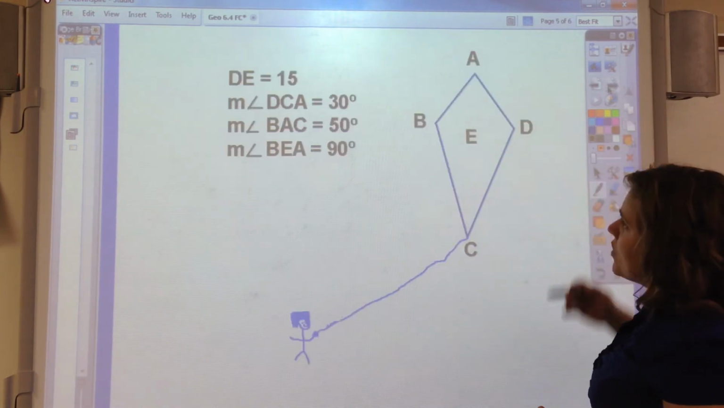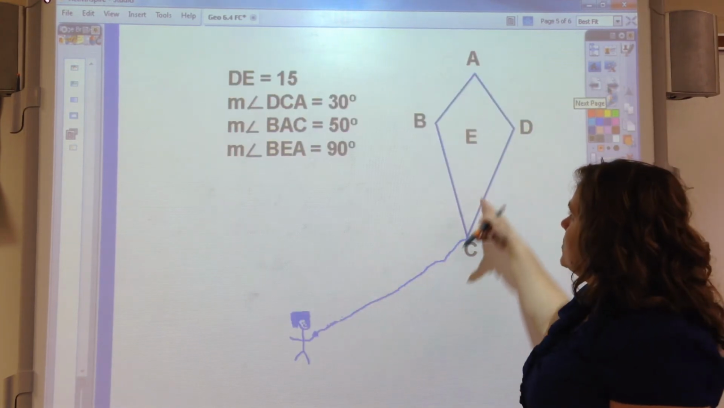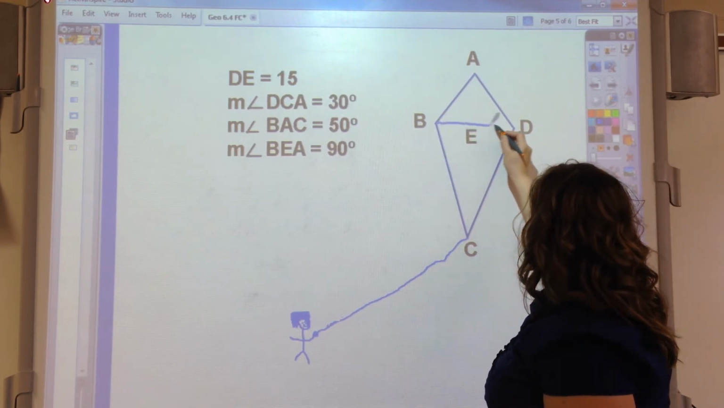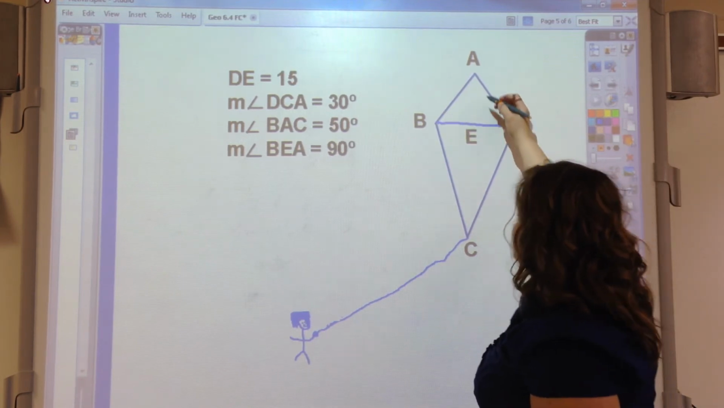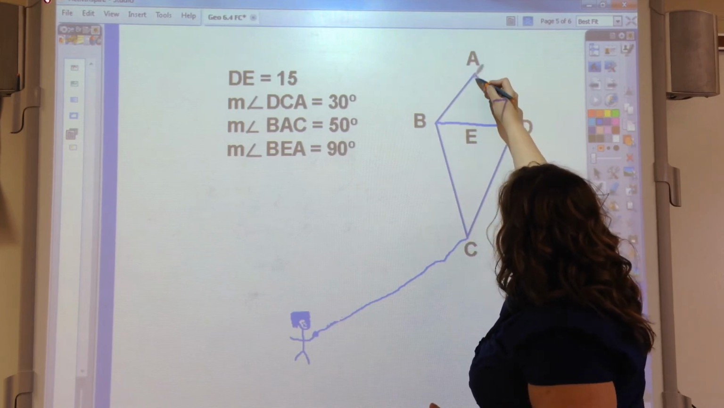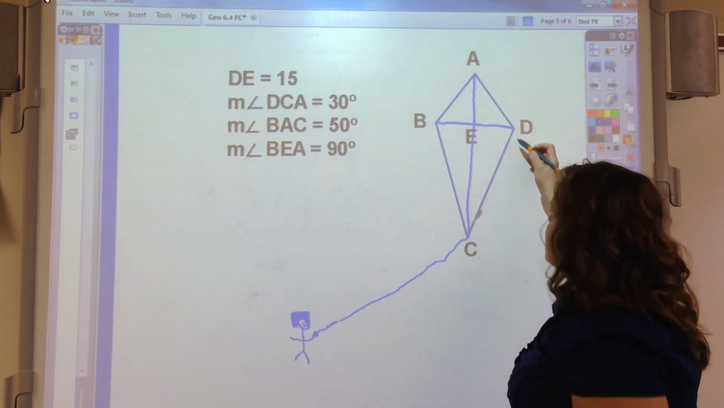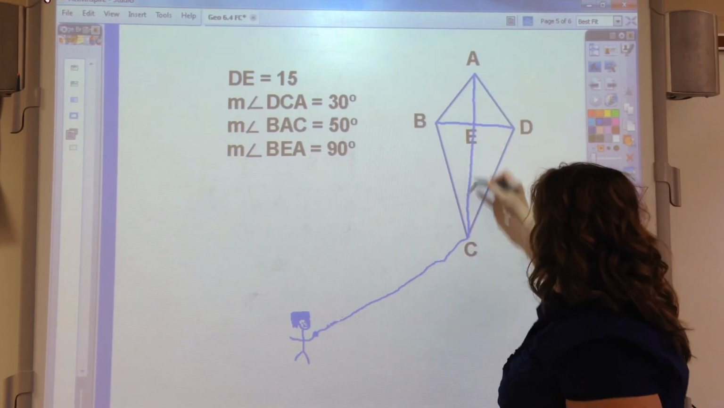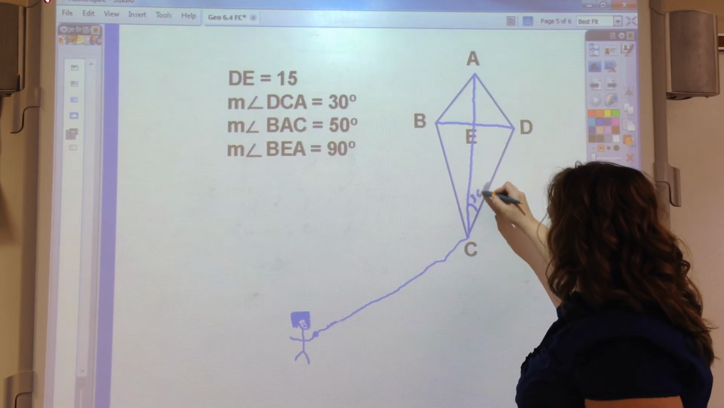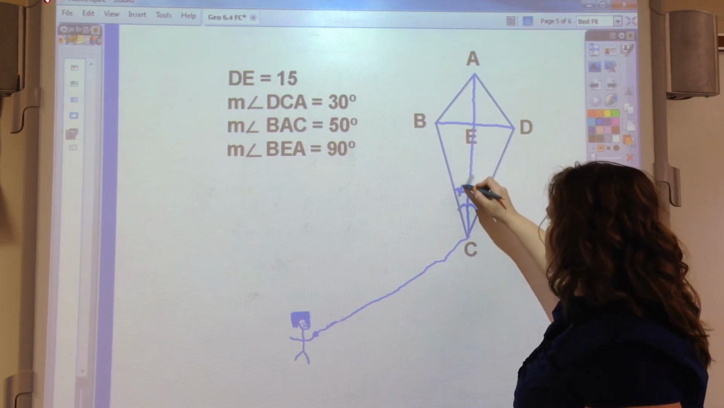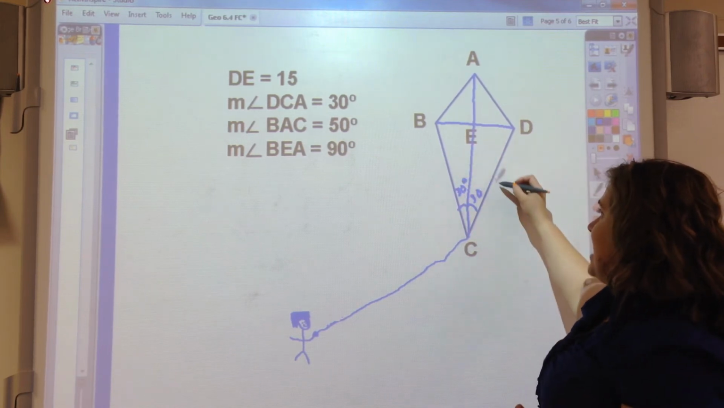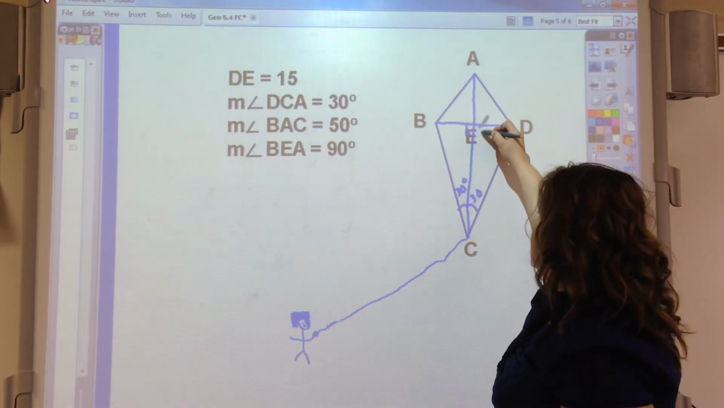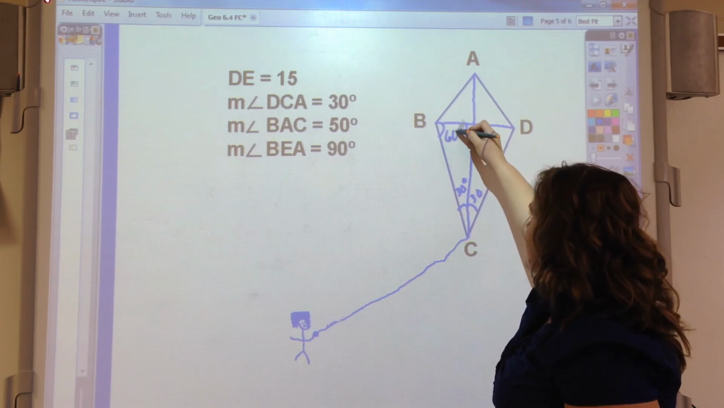All right, let's try one more. Let's say I'm flying this beautiful kite right here. And I'm going to go ahead and draw my diagonals just to help us see it. If I look at the measure of angle DCA and I say it's 30, hopefully you'll agree with me that this one also has to be 30, which means the entire angle here would be 60. And if I know that this one is 30, since these are 90, these would have to be 60.